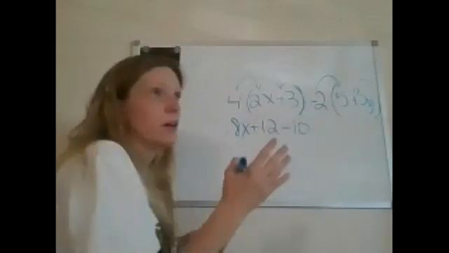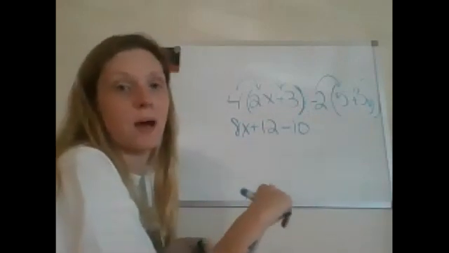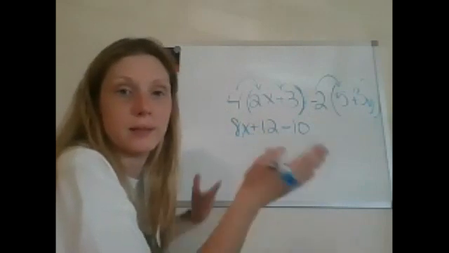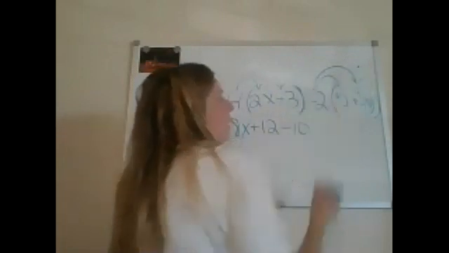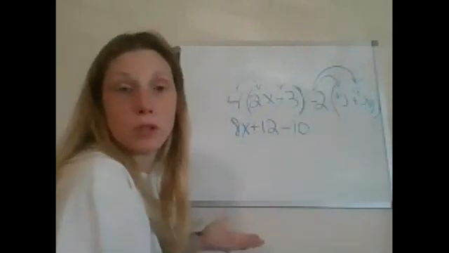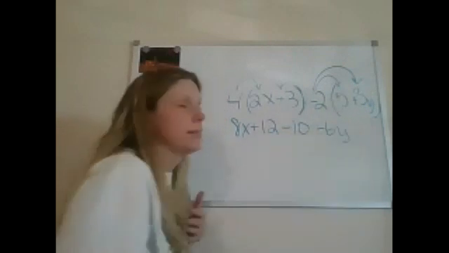Those are those, you know, 1 negative and a positive gives you a negative, 2 negatives gives you a positive, 2 positives give you a positive. Then we also have minus 2 times 3y. Minus 2 times 3 gives us minus 6, and then that y tags along there.